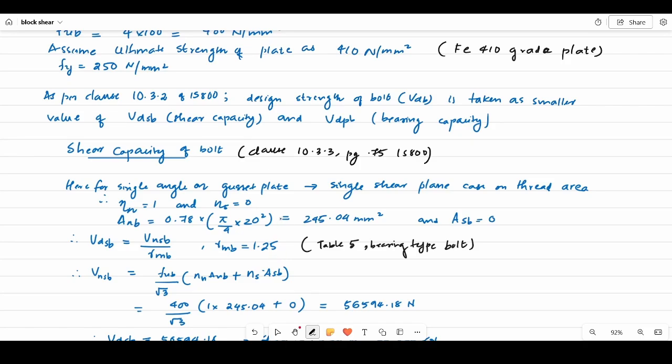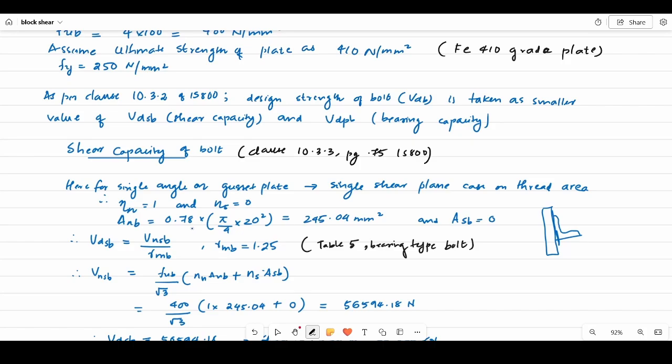So since we are designing for a single angle connection to a gusset plate, the number of shear planes. So here, if this is the gusset plate and this is the angle which is to be connected, the shear plane will be 1 only. Hence we consider n_n equal to 1, and the n_s value will be 0.